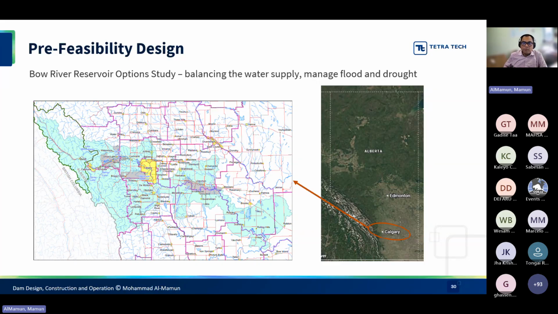So one of the requirements for this part was to identify where we need to build some water retention structure, because this overall project will need some dams to divert or manage the water or store water. This green highlighted area in between Calgary and Canmore was selected as a suitable location to have a dam. So that's what was studied in that pre-feasibility level design.